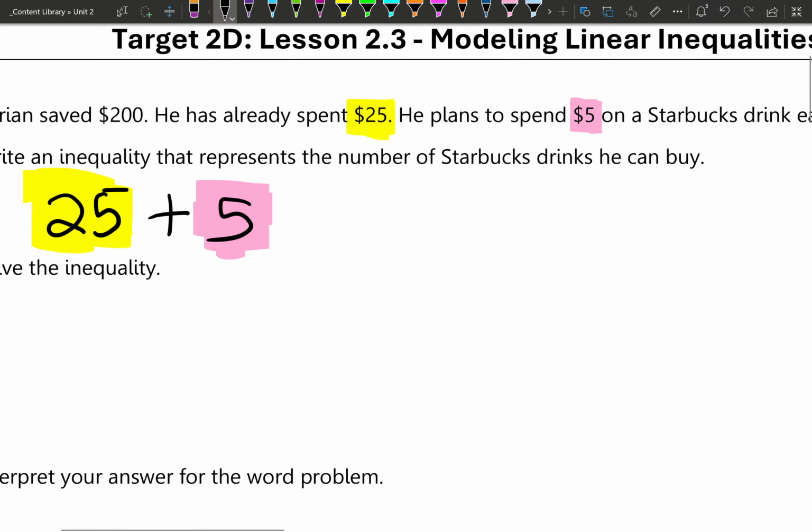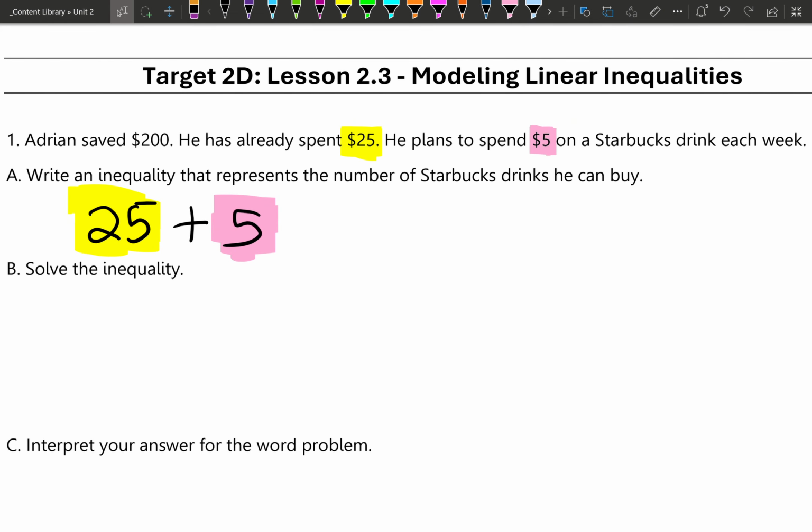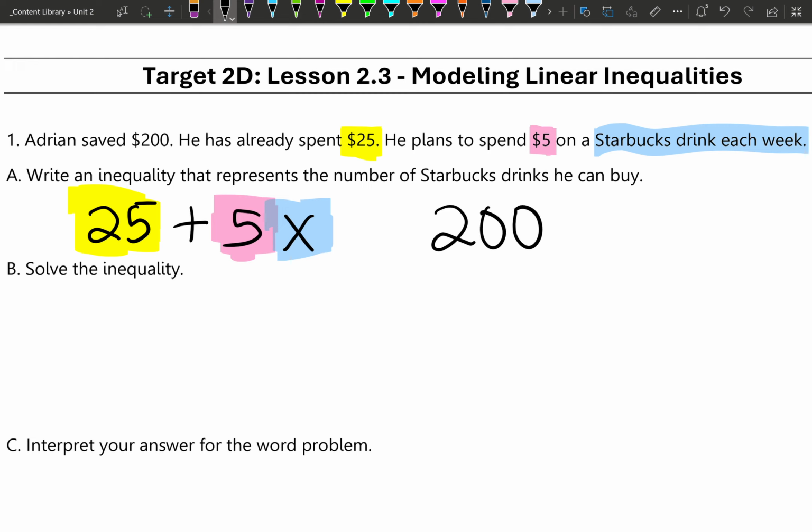Do we know how many drinks he's going to buy yet without solving the problem? No. So I'm going to write an x next to 5. The reason I'm writing an x next to 5 is because when we don't know something in math, we use a variable. Could I have used any other letter? Sure, why not? But I prefer x. It's nice, it's simple, it's easy. All right, now I'm going to leave a little space in between there and write the 200.